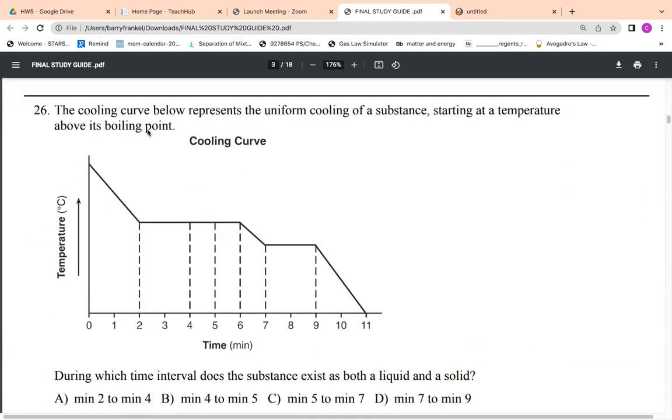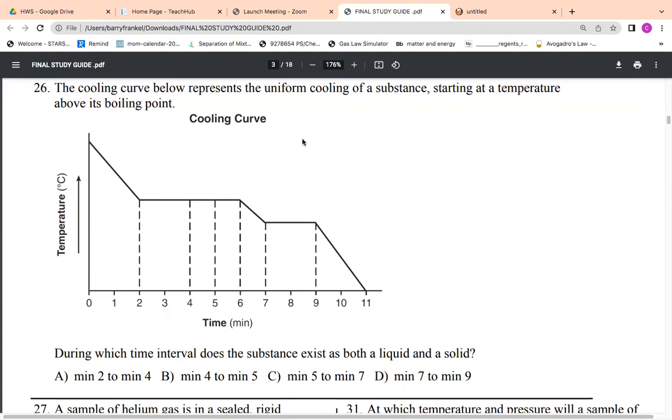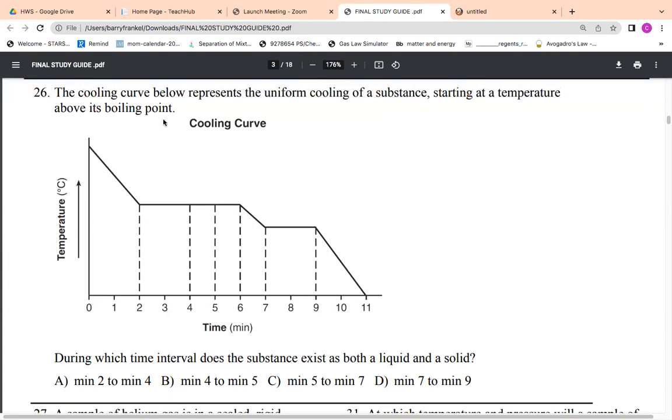26, cooling curve problem. The cooling curve below represents the uniform cooling of a substance starting at a temperature above its boiling point. During which time interval does the substance exist as both a liquid and a solid? Remember that the only parts of a cooling curve that have two phases present are the horizontal ones. These are the phase changes. This is a cooling curve, so we start at gas, then liquid, then solid. At what point will we have a liquid and a solid? That is right here, in between the liquid and solid, where we are freezing this liquid into a solid. This interval is between 7 and 9 minutes, so that is what we should go with for our final answer.